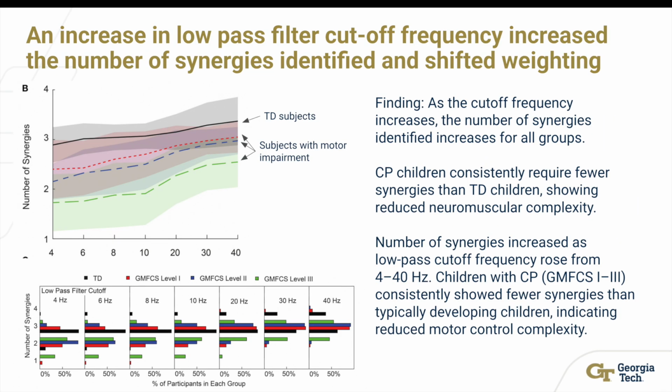These figures from the paper demonstrate that increasing the LP filter cutoff frequency increases the number of synergies identified in both typically developing patients and patients with cerebral palsy. This shows why using a fixed threshold to pick the number of synergies can yield different results depending on the processing method. However, across the range of cutoff filter frequencies, patients with cerebral palsy consistently showed fewer synergies than typically developing patients. This indicates reduced neuromuscular complexity, supporting this theory in the literature.